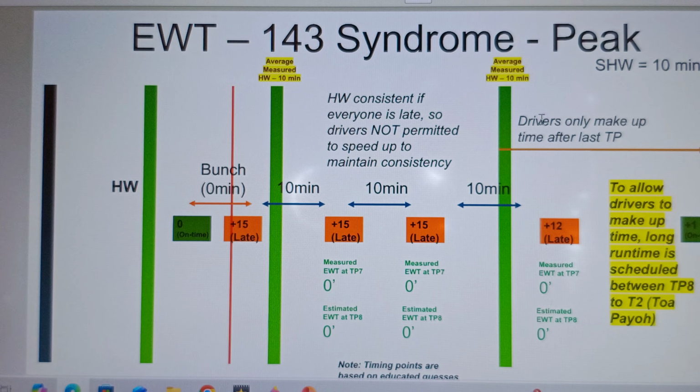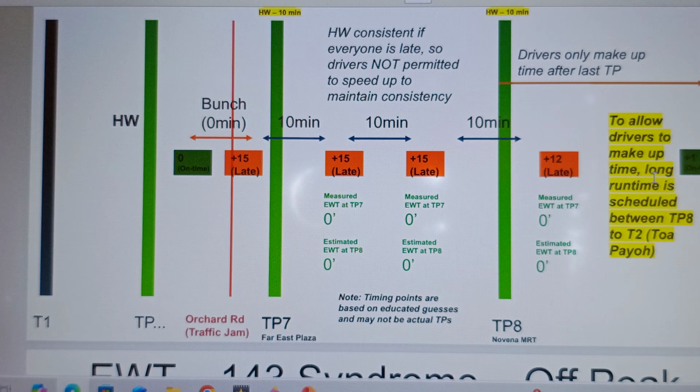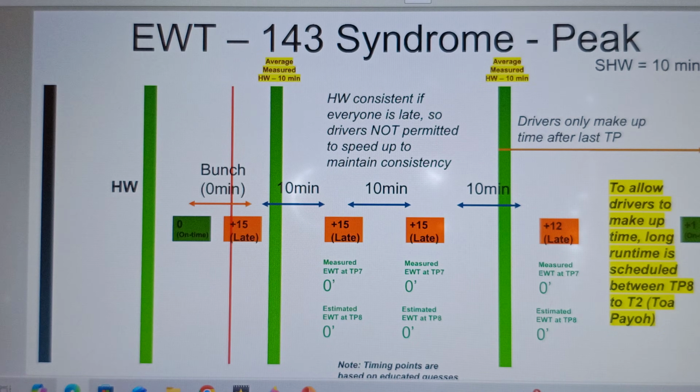And what happens when they're consistently late? I know drivers only make up time after their last TP, but again, to allow drivers to even make up time in the first place, a long runtime is scheduled between Novena MRT and Trellis Towers, wherever you call it. I don't think Trellis is a point. I think Novena is the last timing point, basically.